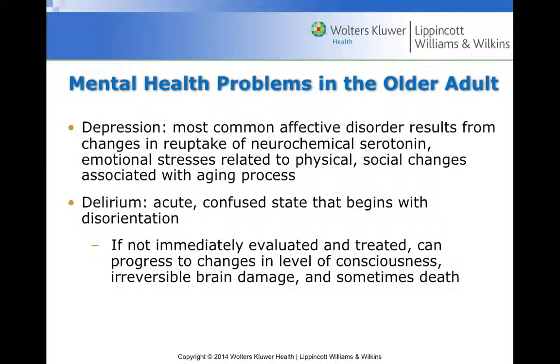Now we'll take a look at the mental health problems in the older adult. But before we dive into that, I do want to cover a couple of other things within your text in regards to coping, stress, and the family role. So you want to know that coping patterns and the ability to adapt to stress develop over the course of a lifetime and remain consistent later in life as well.